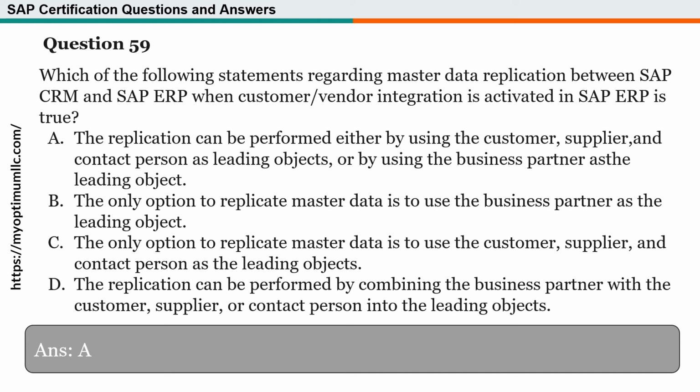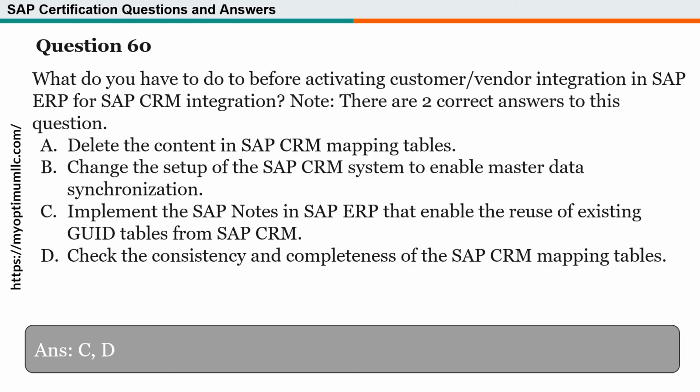D. The replication can be performed by combining the business partner with the customer, supplier, or contact person into the leading objects. Question 60. What do you have to do before activating customer/vendor integration in SAP ERP for SAP CRM integration? Note, there are two correct answers to this question.